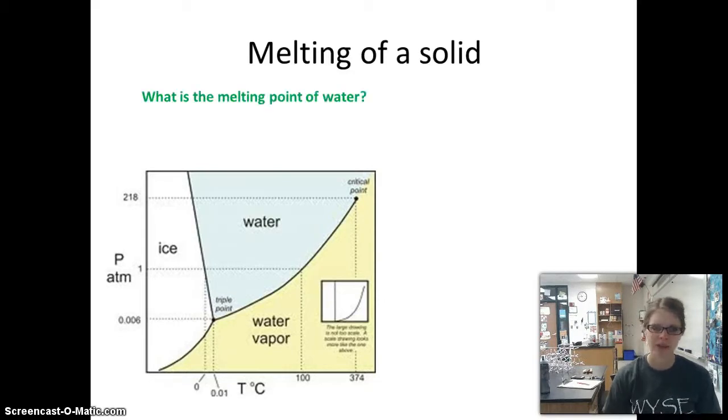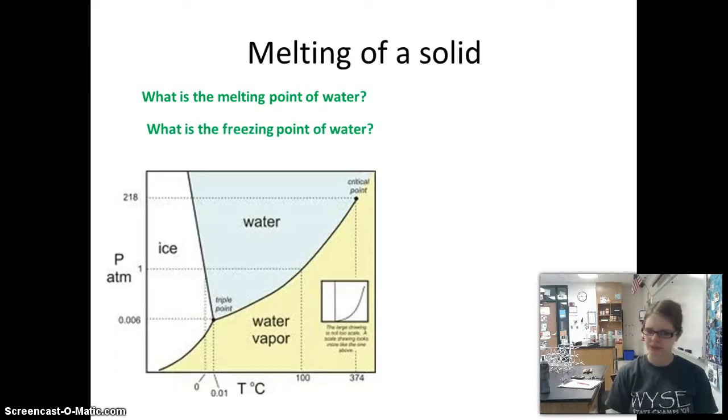The question I have for you is, what is the melting point of water? In other words, what temperature does water melt at? You might be thinking 32 degrees Fahrenheit. Remember in science class, you got to think about Celsius. Celsius would be 0 degrees Celsius. So the melting point of water is 0 degrees Celsius.